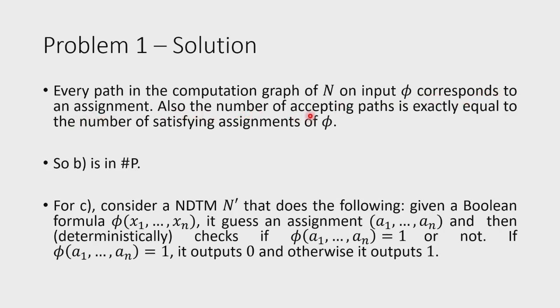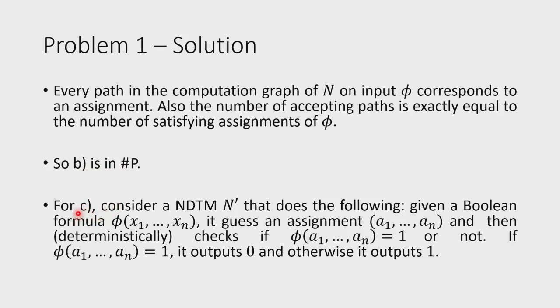So every path in the computation graph of N on input phi corresponds to an assignment. And also the number of accepting paths is exactly equal to the number of satisfying assignments, because for an assignment a1 to an, N accepts if and only if phi evaluated at a1 to an is true. So this statement is clearly true. And so B is in Sharp P. Why? Because a function f is in Sharp P if f of x is equal to the number of accepting paths of a certain polynomial time non-deterministic Turing machine on input x. So B is clearly in Sharp P.